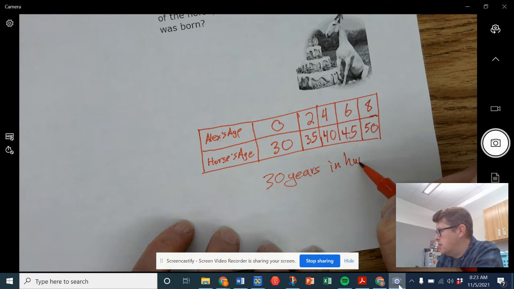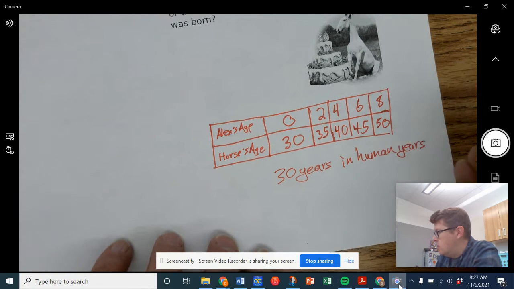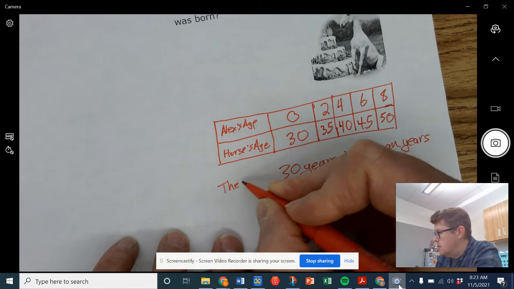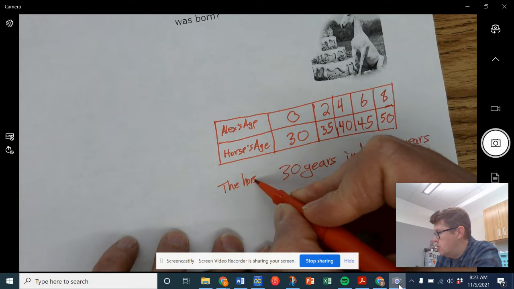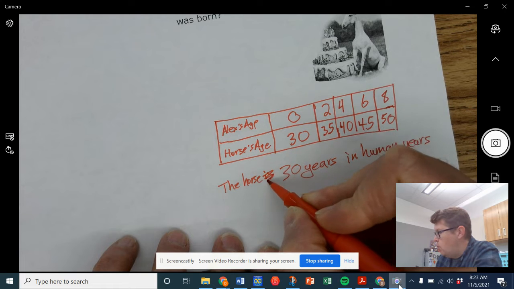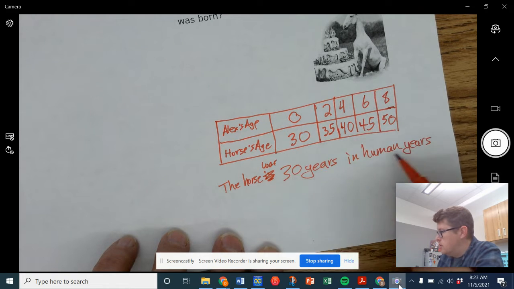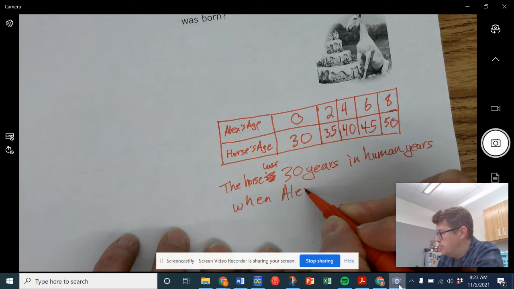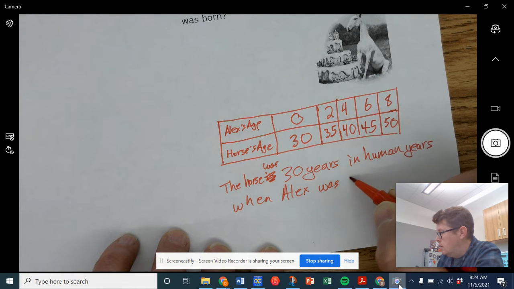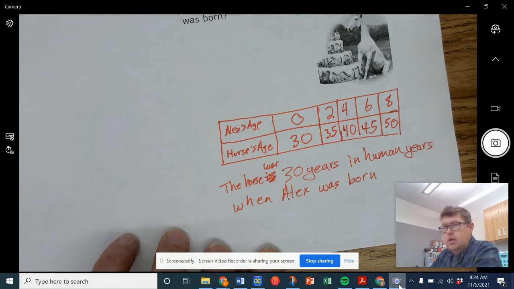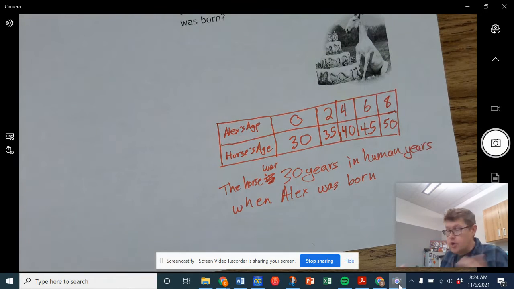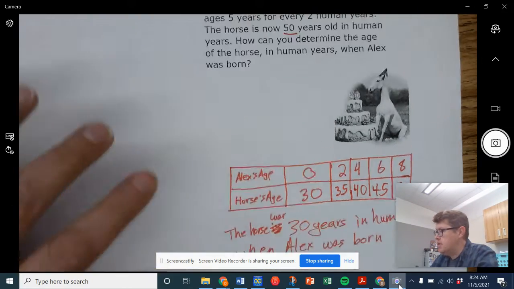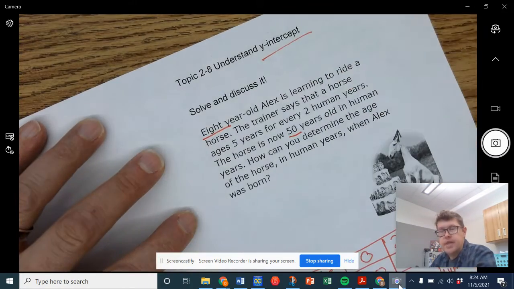Gosh, that's a really weird way to say that. Let's make it make a little more sense. The horse actually was 30 years in human years when Alex was born. Okay. There you go. And so this brings in the concept of the y-intercept.